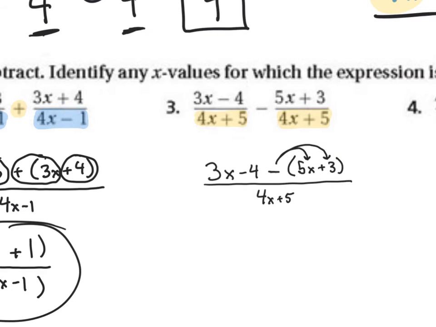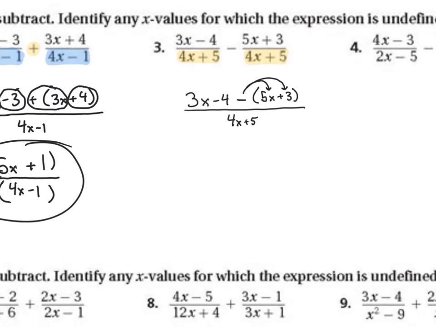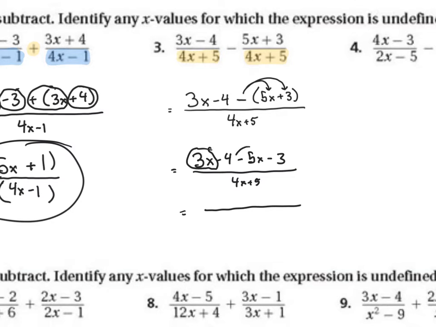4x plus 5 on the bottom, right? Once the denominators are the same, you just write it once. So we're going to get 3x minus 4 minus 5x minus 3 over 4x plus 5. All right, let's keep going. Now we can combine like terms. 3x, negative 5x, that's negative 2x, negative 4, negative 3, that's negative 7 over 4x plus 5.